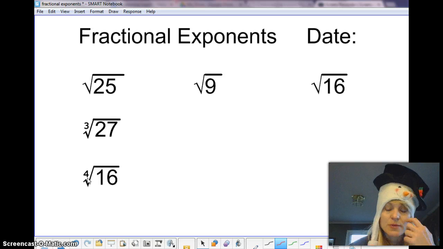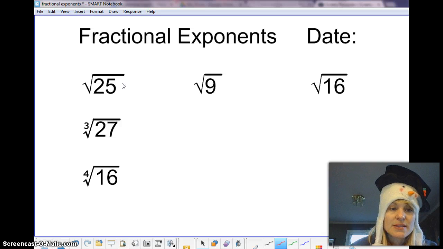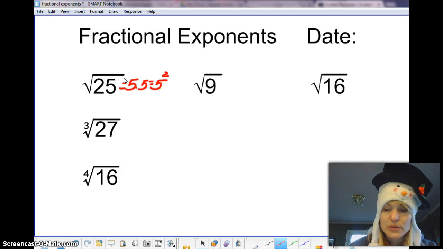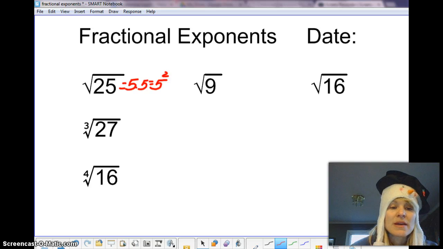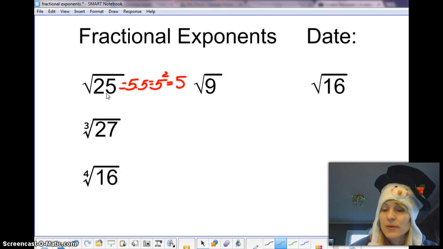Okay? So when we look at these types of problems, let's start with something we know. We talked in class about how this 25 is really 5 times 5, because it's 25, which is 5 squared, right? And this is the square root. So the base number here is my answer. So the square root of 25 is 5, because 5 times itself gives you this.